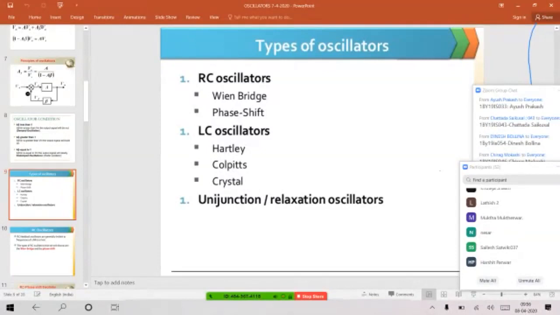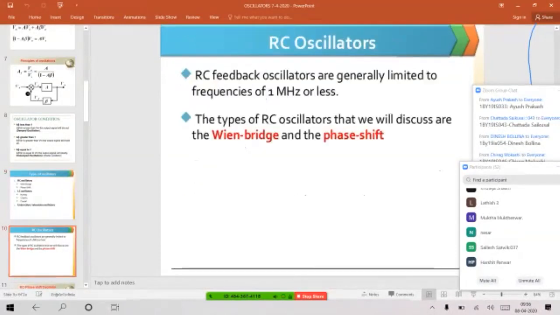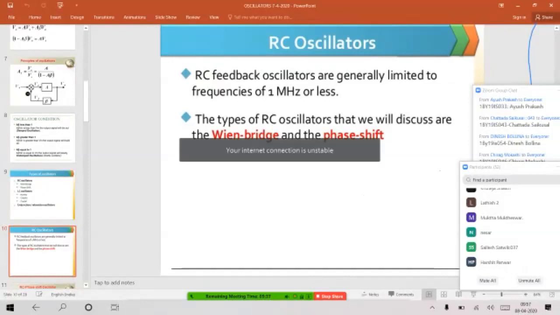So we'll concentrate more on RC oscillators. As I said, RC feedback oscillators are generally limited to frequencies of 1 mega or less. The audio range is preferred, 20 hertz to 20 kilohertz, but you can go up to 1 mega also. In Wien bridge and others it is possible, but the signal will not be that proper. That is why we avoid using RC oscillators for higher frequency. Only the audio range you can prefer, and design a circuitry. So only two types of RC oscillators that we are discussing today, the phase shift oscillator and the Wien bridge oscillator.